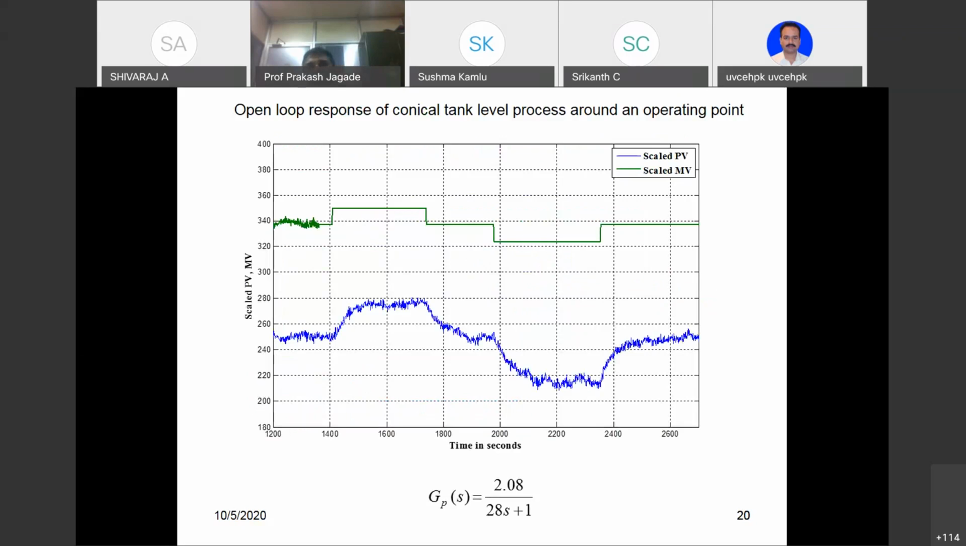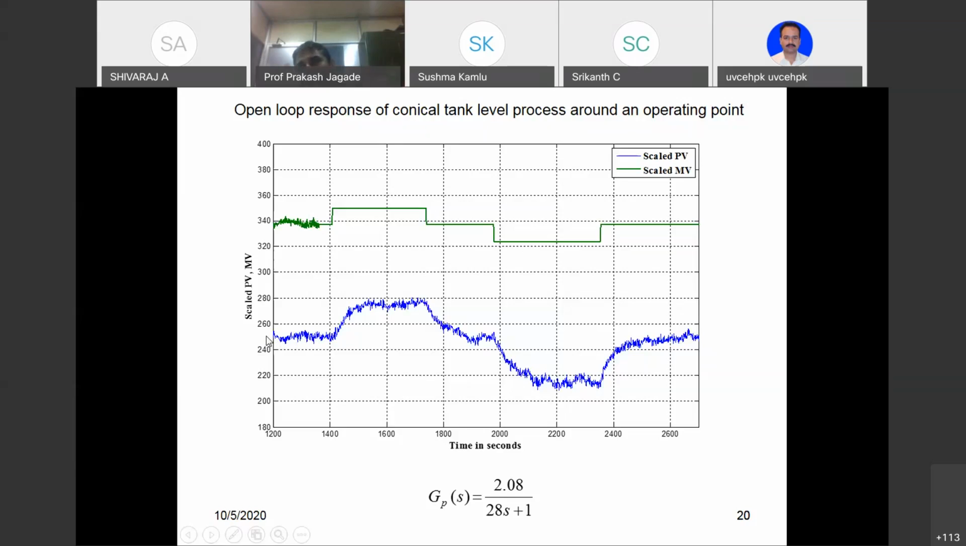In order to design and validate a PID control scheme, let me explain the procedure that we have adopted. For research, for lab purposes, or for design and implementation of a PID controller in industry, you can adopt this procedure. The first step is to select an operating point. The operating point that we have selected is around 250. 250 is the operating point.